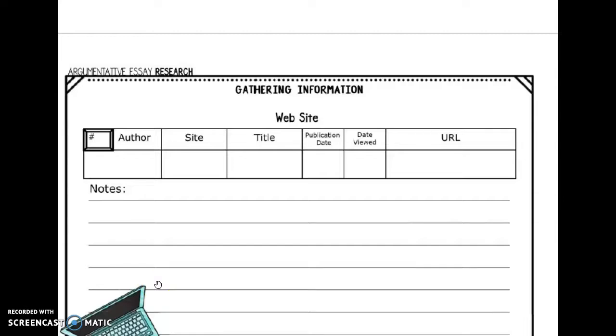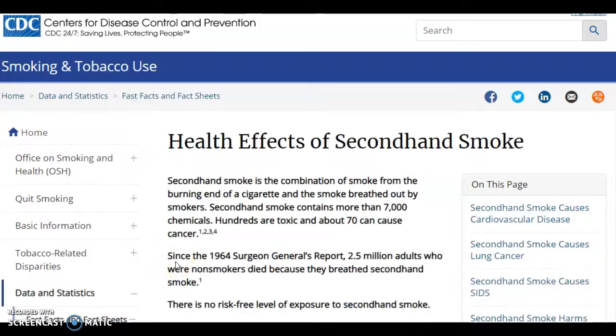If you'll remember, my topic was smoking in public places and how I thought that needs to be banned. So when I went to start my research, I just put into my Google search effects of secondhand smoke, since my claim is that I think that people who are around others who are smoking also get some harmful effects from those people who are smoking.